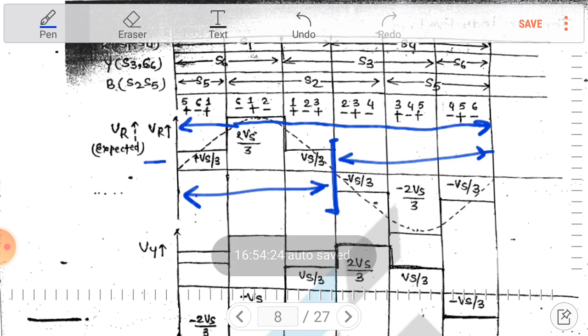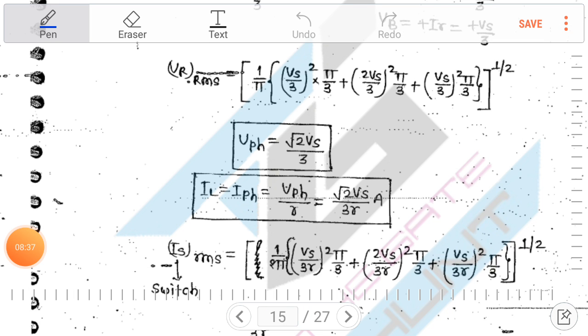From 0 to pi by 3 we have plus Vs by 3, from pi by 3 to 2 pi by 3 we have 2 Vs by 3, and from 2 pi by 3 to pi we have Vs by 3. So we can find the RMS value from here like this.